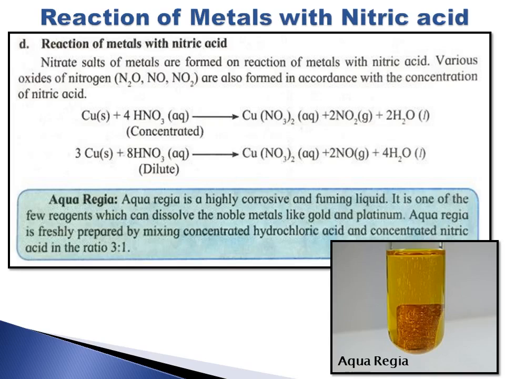Now let us learn something about aqua regia. Aqua regia is freshly prepared by mixing concentrated hydrochloric acid and concentrated nitric acid in the ratio 3:1. Aqua regia is a very highly corrosive and fuming liquid, and it is one of the reagents in which noble metals like gold and platinum can dissolve.